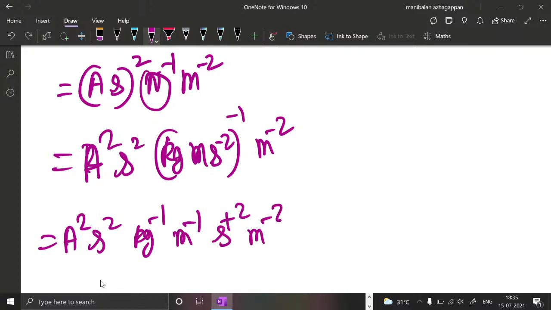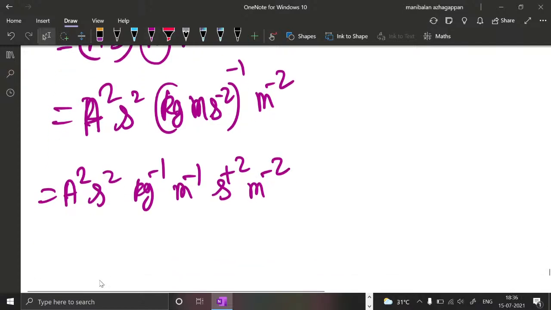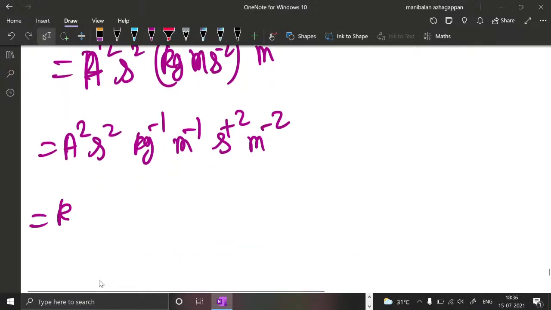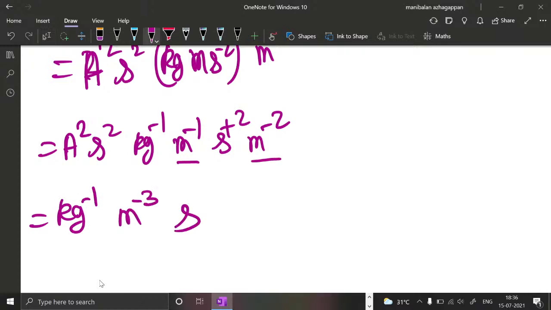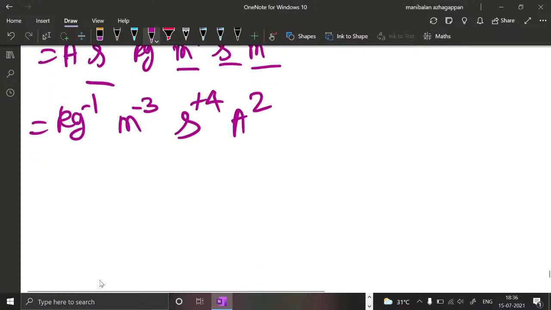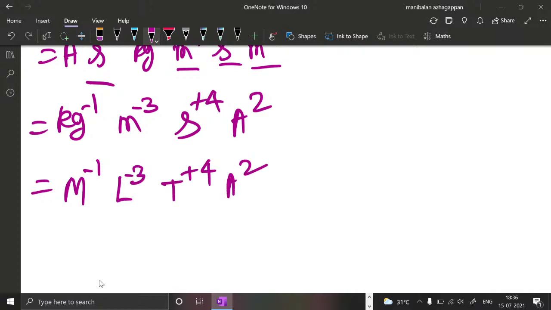Meter minus 2. So now all together we are making it: kg inverse, first one; meter minus 1 minus 2 minus 3; second plus 2 plus 2, plus 4; ampere square. The final dimensional formula for permittivity is going to be M power minus 1, L power minus 3, T power plus 4, A square. This is the final dimensional formula for the permittivity.